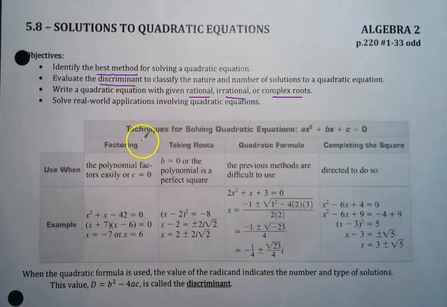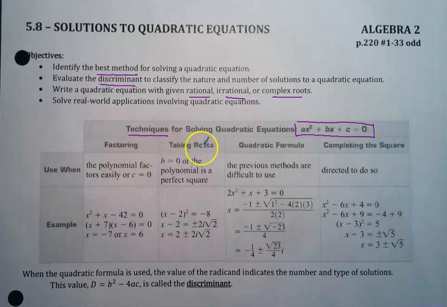Okay, so notice this box. This table that we've got is our techniques for solving the quadratic equations ax squared plus bx plus c equals 0. The first thing we used was factoring. We learned a couple different ways to do factoring. You should use it when the polynomial factors easily or if c equals 0. They have an example here, like x squared plus x minus 42 equals 0, and you factor out the common factors.